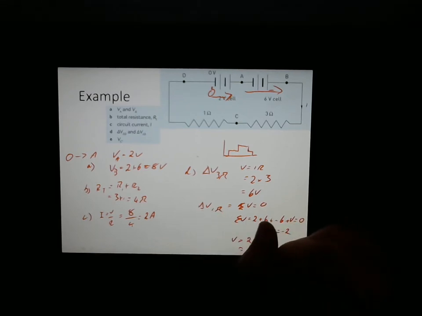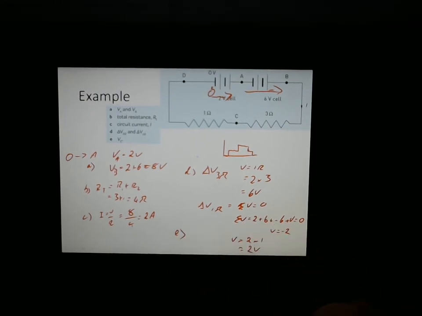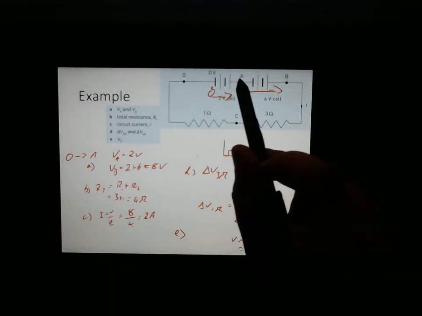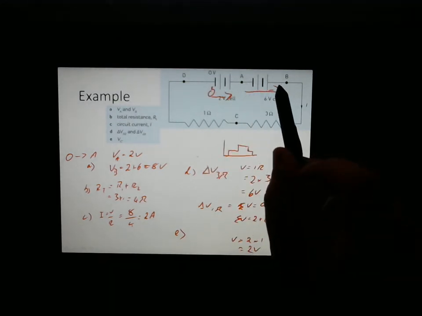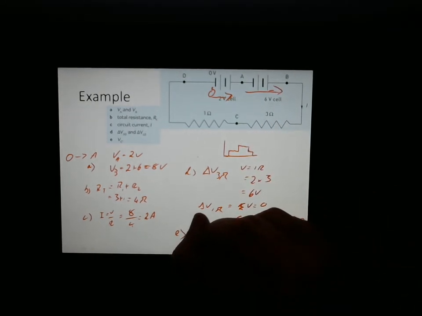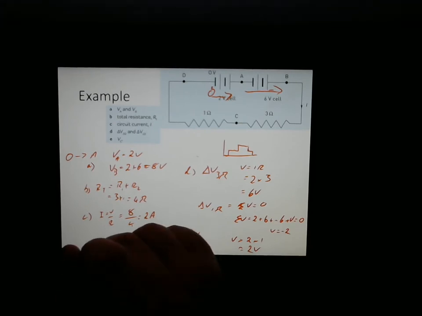So we've worked out the change of voltage must be equal to 2 volts. And then finally, last bit is VC, the voltage at C. Well, the voltage at C is just going to be equal to this 2 volts, or we kind of worked it out here that, well, from 0 to A we gain 2, from A to B we gain 6, and around here we lost 6, and so there must be 2 left over. That's all that it's asking about. Okay, let's move on.